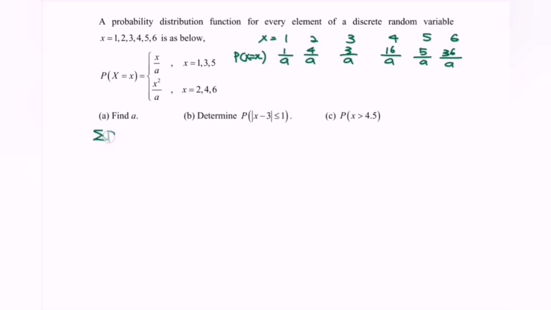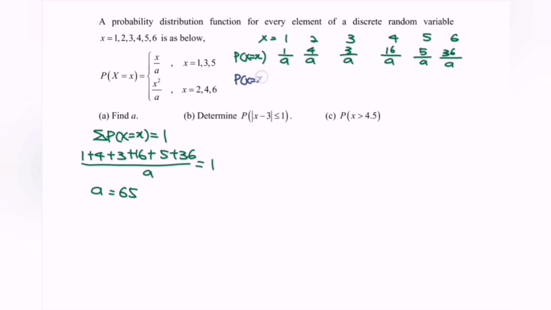As we all know, the summation of the probabilities is equal to 1. So that means we have to add 1 plus 4 plus 3 plus 16 plus 5 and 36 over a is equal to 1. So a will be equal to 65. So kindly substitute the value of a into the table. So the probabilities will be 1 over 65, followed by 4 over 65, 3 over 65, 16 over 65, 5 over 65, and 36 over 65.